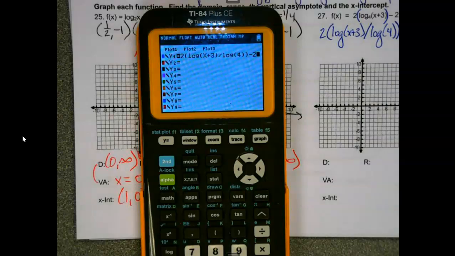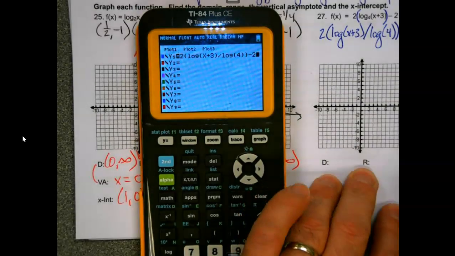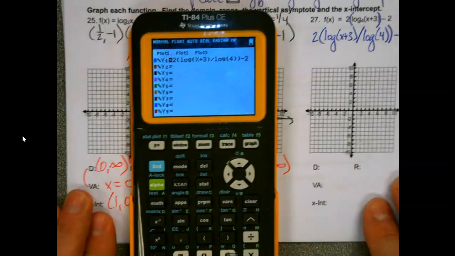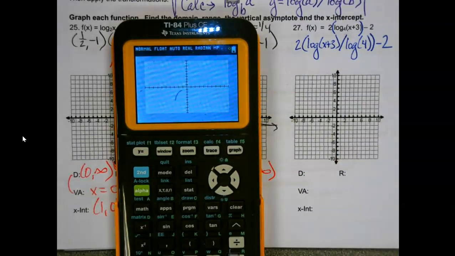So any transformations besides your left or right, if there's a number in front, if there's a number at the end, they've got to be outside of the log. Otherwise, this doesn't work. And you've got to go through the other pain. I don't want you dealing with the other pain. So once we get all that taken care of, let me get it back in the screen here. Okay, let's take a look at the picture here.